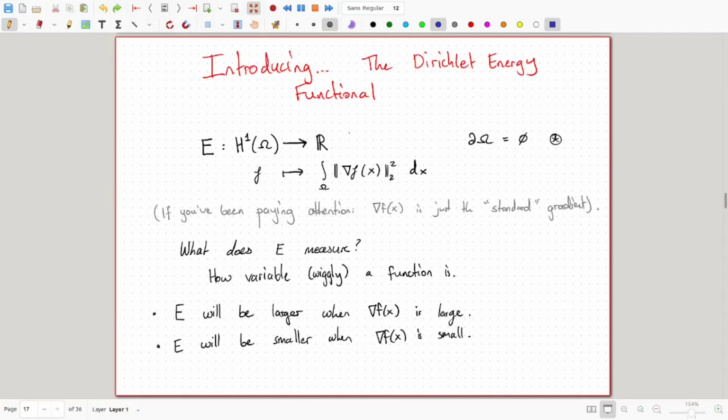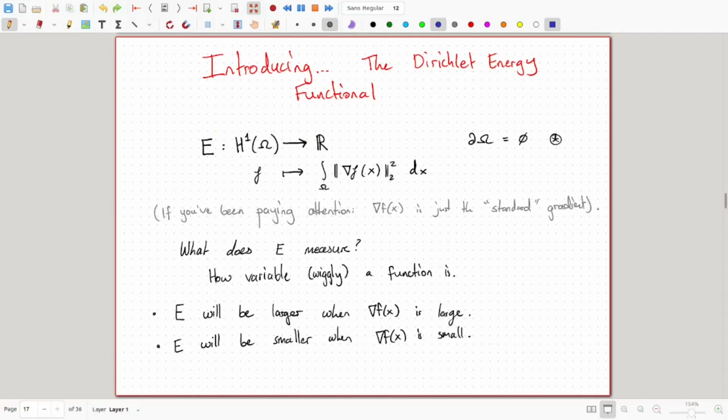So what I'm going to introduce is the Dirichlet energy functional. This is the functional we're going to look at in the presentation. There are lots of other really cool ones, but this is just the easiest. We have a functional E, Dirichlet energy, that maps from a function space to the real numbers.